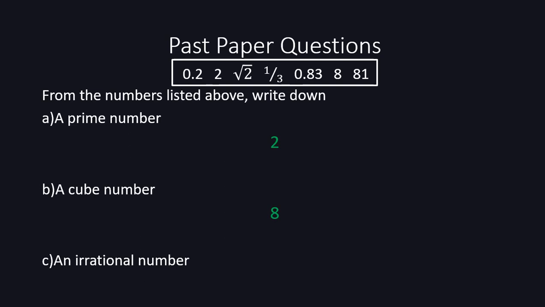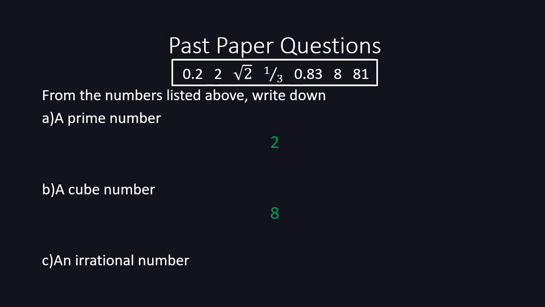Finally, we need to write down an irrational number. For this part, I can filter out all the integer numbers. So I am left with 0.2, which I know can be expressed as 2 divided by 10, 1 divided by 3, which is a fraction itself and therefore a rational number, and 0.83, which can also be expressed as 83 divided by 100. So I am left with the square root of 2.